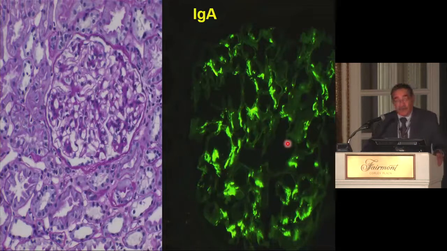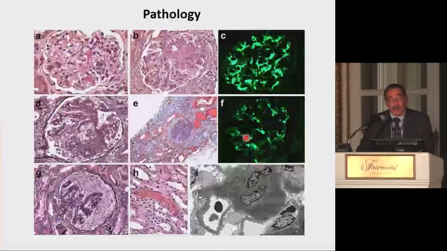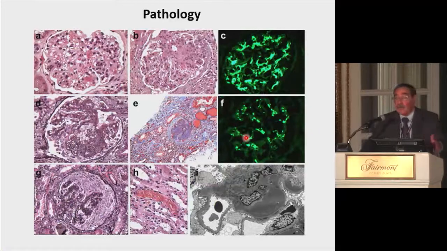What about the biopsy? So here's a typical biopsy from an IgA nephropathy patient. You can see a little increase in mesangial cells in several areas, and you can see here IgA deposited in the mesangium. That is the classic biopsy. But what can you have in IgA nephropathy? So this slide shows you some of the different pathologies.